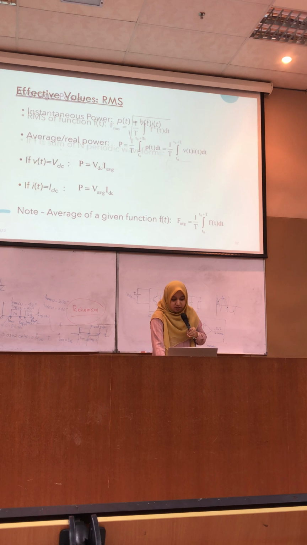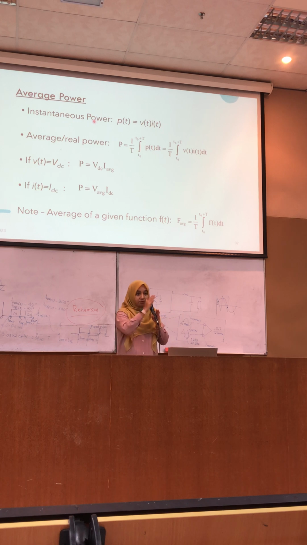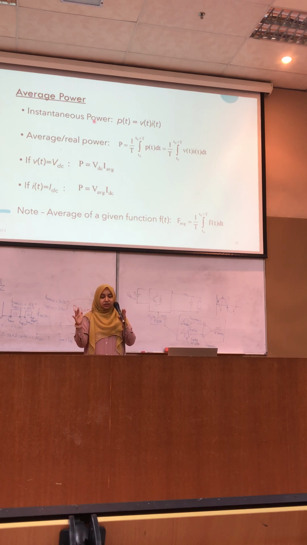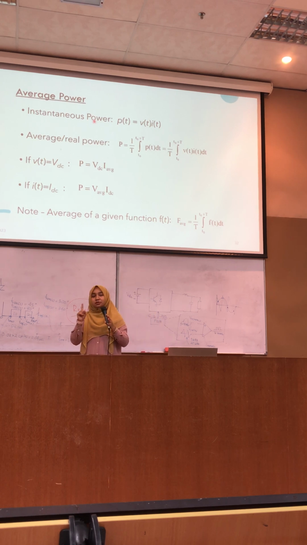Then we have average power. We have instantaneous power, which is the power that we measure at that instant of time. It will not be the same as average power. Average power is a collective power calculated over one cycle. Let's say you have a circuit and then you run it for 1 second.